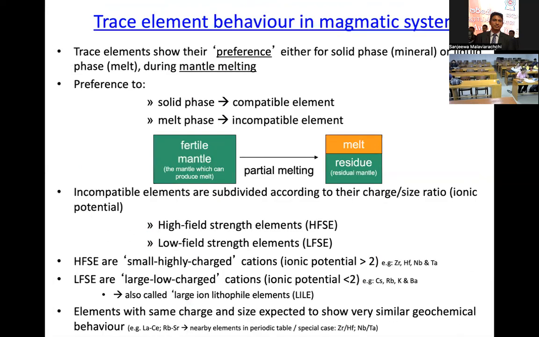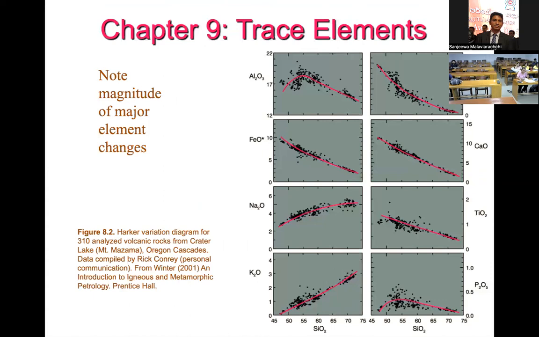Right, so you can see their behavior in comparison to the major elements. This image is coming from a book called Introduction to Igneous and Metamorphic Petrology. Probably this book might be available at the science library. Please check that one because it simply describes these principles. So you can see the variation of major elements in this case. We have to talk about the trace elements, but first we'll see the variation of major elements and compare them with the trace elements.